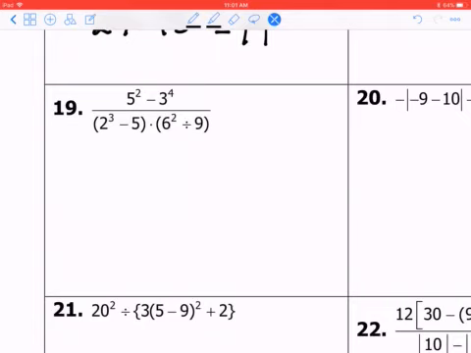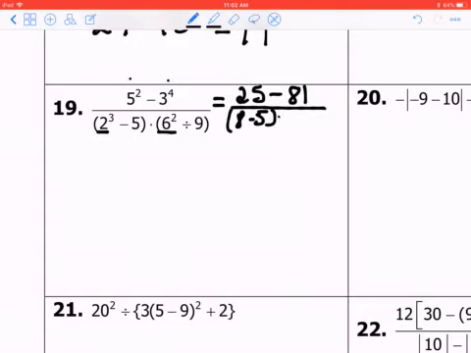I'm going to do a lot of this in a few steps, so follow along. We got our exponents first, so here and here. And then I need to clean up what's going on in the denominator. So 5 squared is 25. 3 to the fourth is 81. And then at the bottom, 2 to the third is 8. So I'll have 8 minus 5. And then 6 squared is going to be 36 divided by 9.